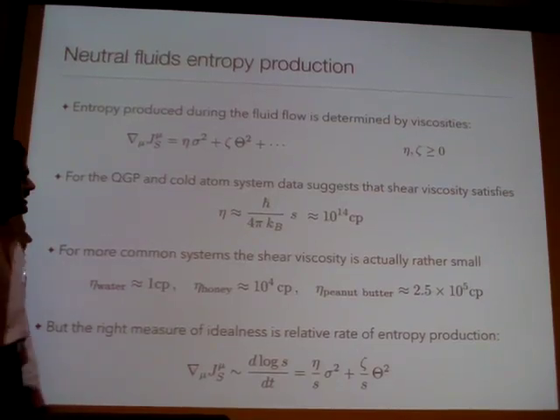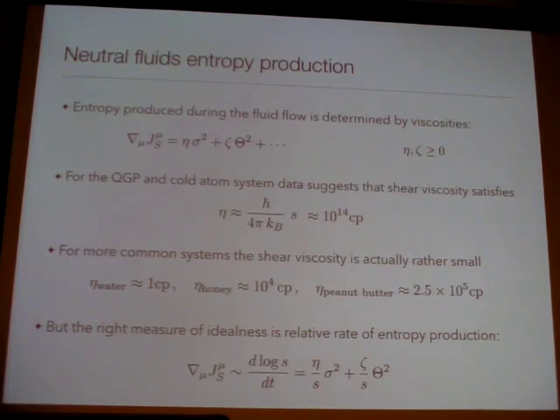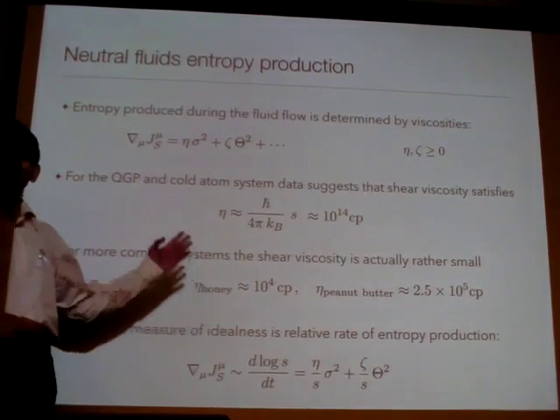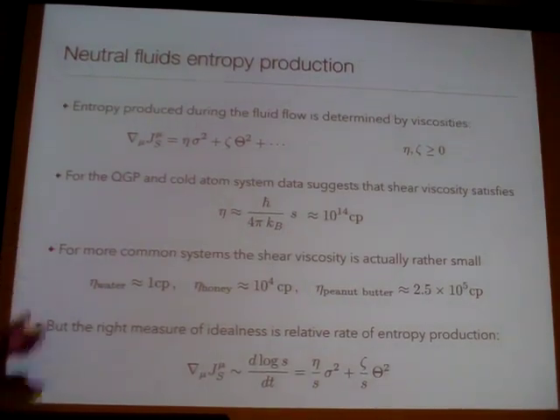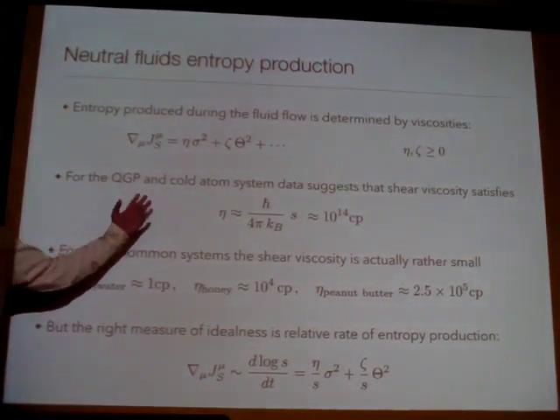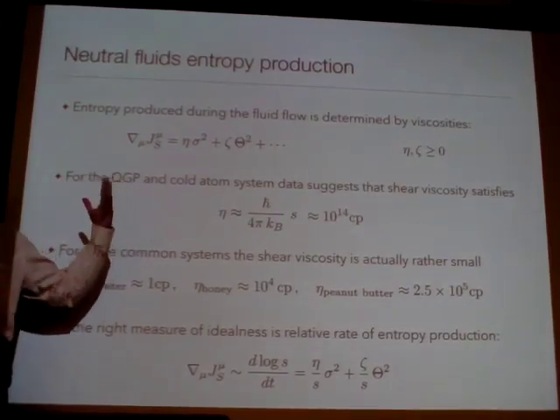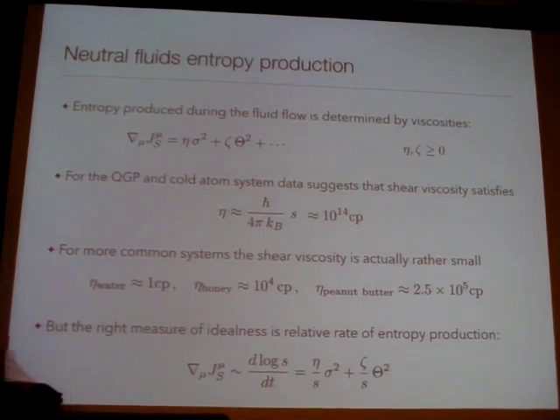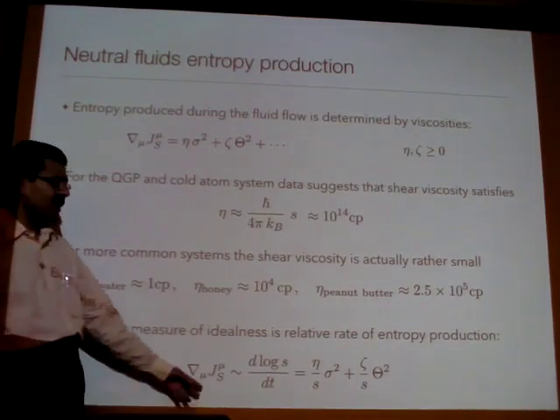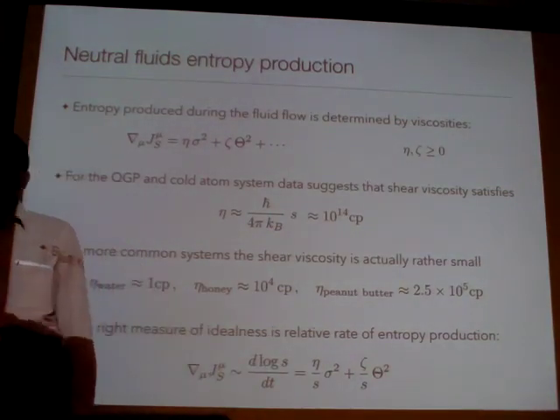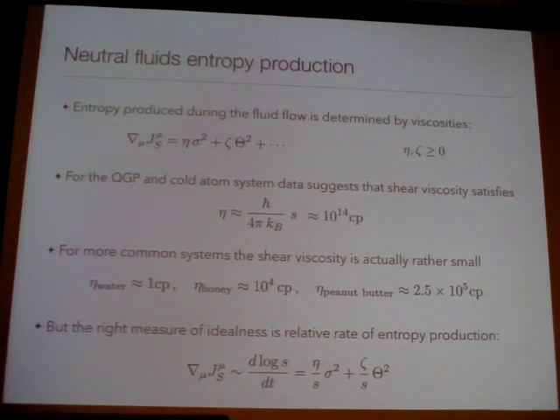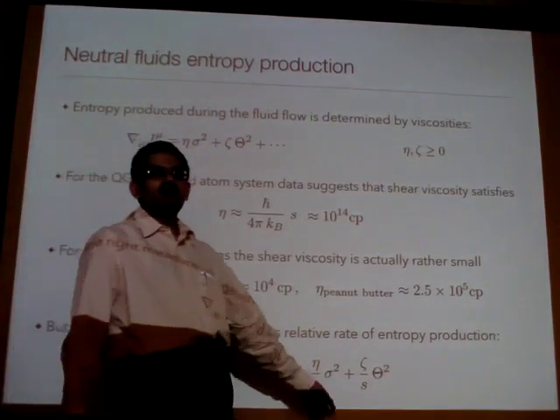Named after Poiseuille. Just to give you an image, 10 to the 14 is very, very large. Water has a viscosity of 1 in these units. Peanut butter, which you don't think of as a fluid, has a viscosity of 10 to the 5. So what do I mean by nearly ideal? To make this precise, I have to non-dimensionalize this object. It has dimensions, so it doesn't make sense to talk about dimensionful objects as being large or small. The right measure is the rate of entropy production. The non-dimensionalized rate of entropy production, the rate of entropy production per unit entropy, is eta over s sigma squared and zeta over s theta squared.